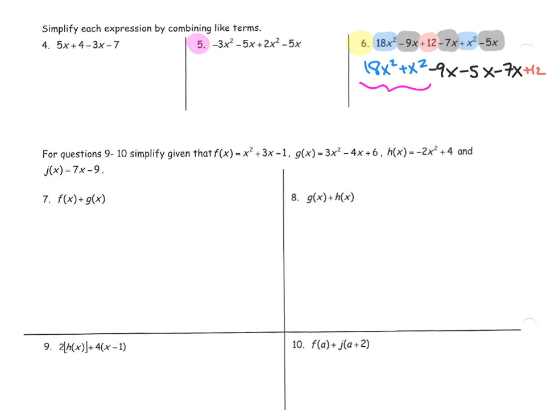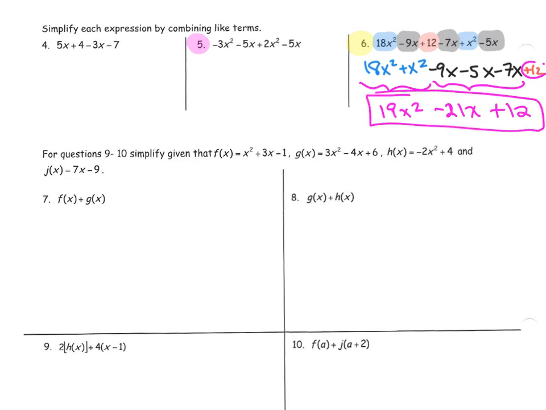X squared plus x squared is 19x squared. Negative 5x minus 7x is negative 21x. And then we just have the plus 12. And notice that this is written in standard form. All right, I'll just post the answer for 5 because you do need to show the work. You should get negative x squared minus 10x. Okay, moving on. Let's just get some more practice.